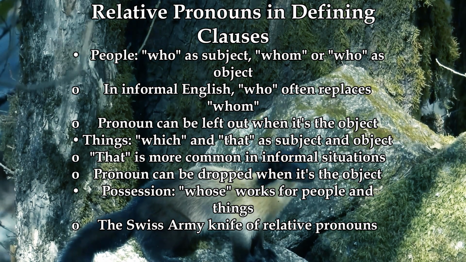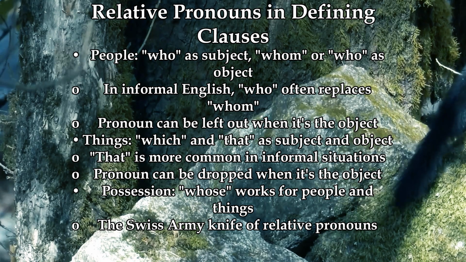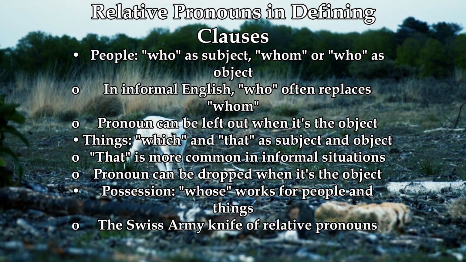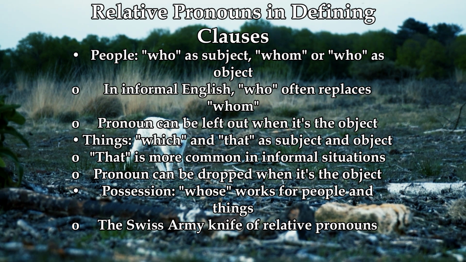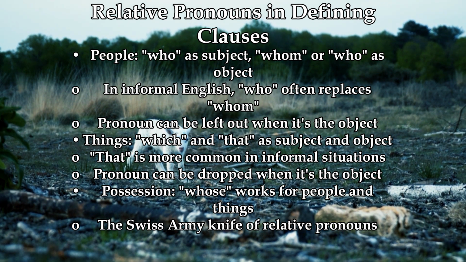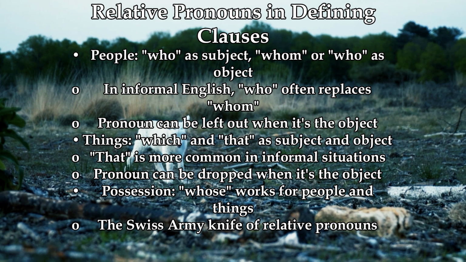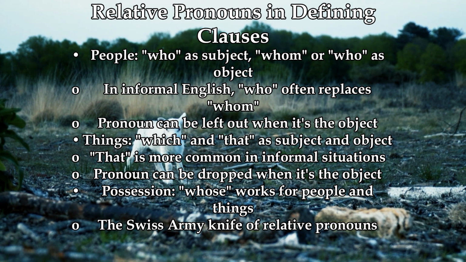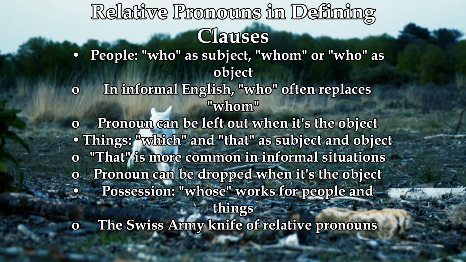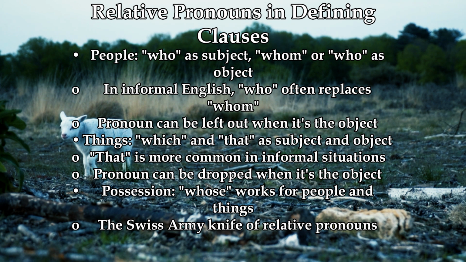For things, which and that are your trusty companions, both as subject and object pronouns. That is like the laid-back friend that's more common in informal situations. And just like with people, the pronoun can occasionally be dropped when it's the object. And let's not forget about whose, the possessive pronoun that works for both people and things. It's like the Swiss Army knife of relative pronouns.